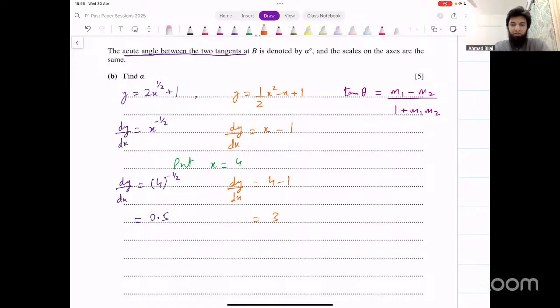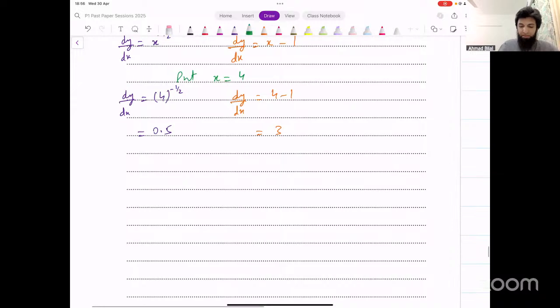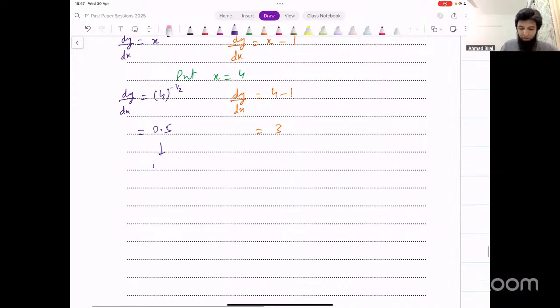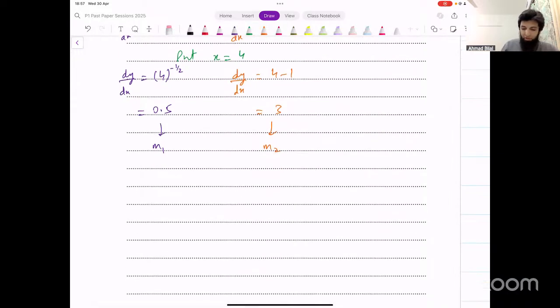What are the gradients of the tangents going to be? They're just going to be the same as these gradients, right? Because the gradient of a tangent at a particular point is the same as the gradient of the curve at that point. So we can say one of these is m1 and the other is m2. Just input values in the formula and you get a result. What's the formula?